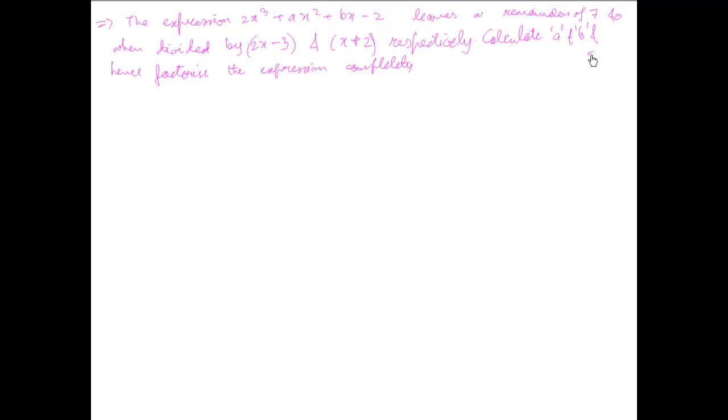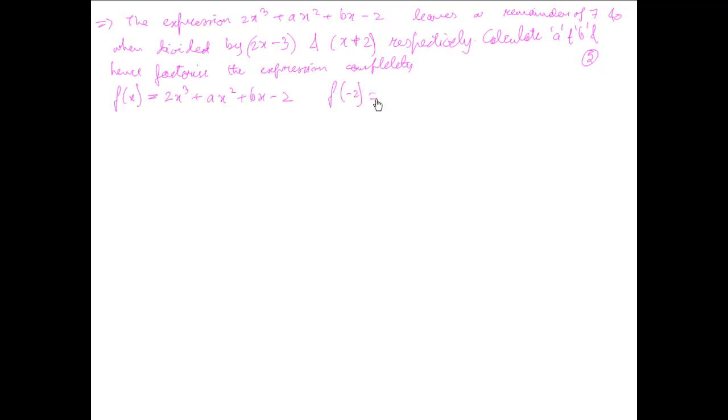A sum like this, children, would be for 5 marks. First, we write down the expression that f of x is equal to 2x cubed plus ax squared plus bx minus 2. x plus 2 equal to 0.